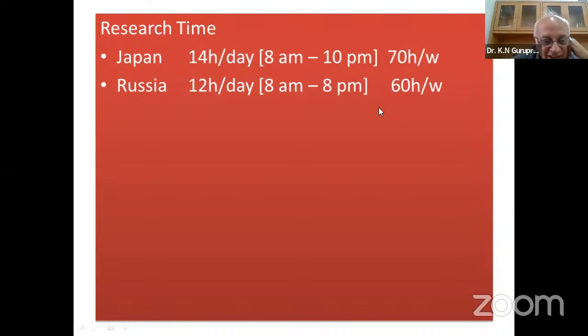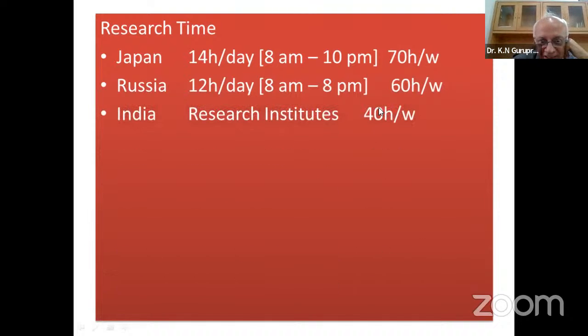Of course, I have taken these two countries only because I have worked here for a long time. Otherwise, even in other countries, they work a lot. But in India, in research institutes, which are totally dedicated to research with no teaching, then they work about 40 hours per week.